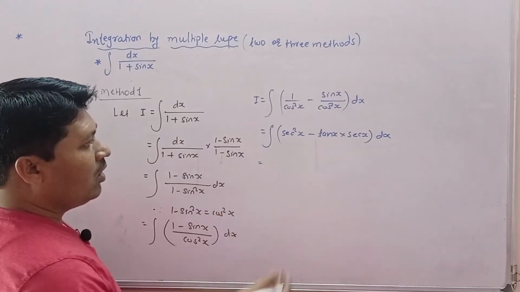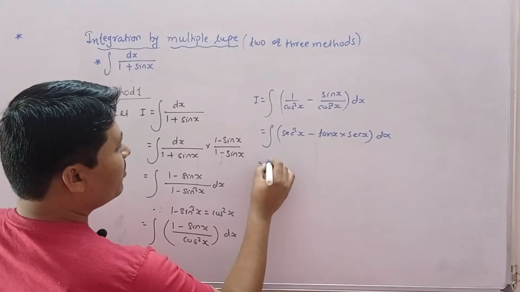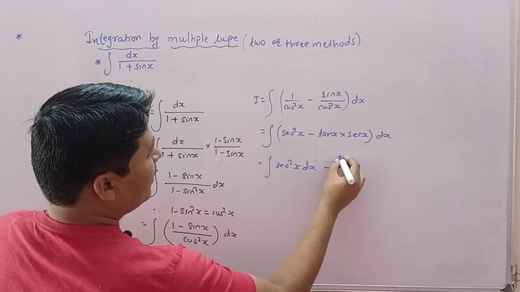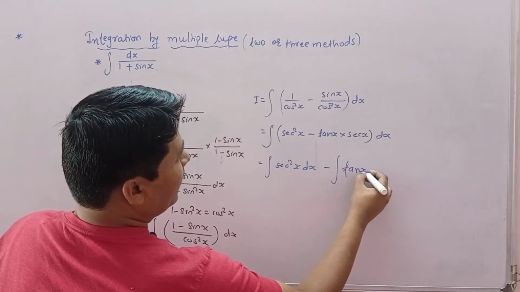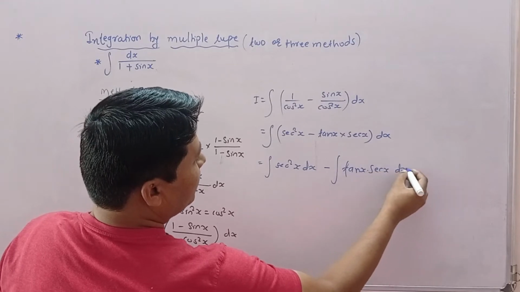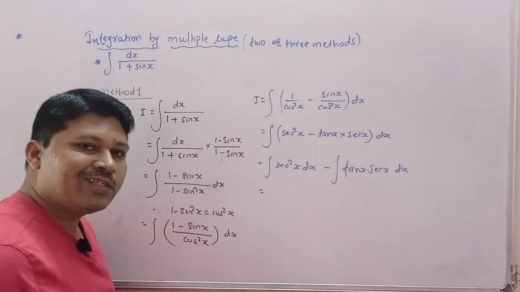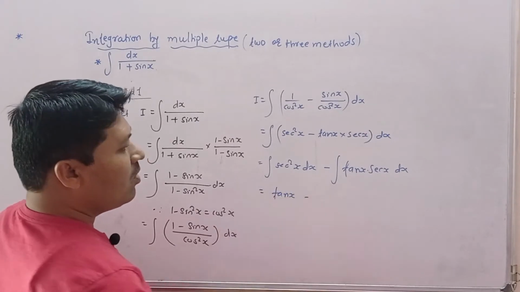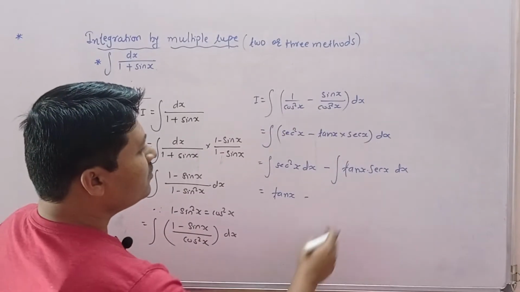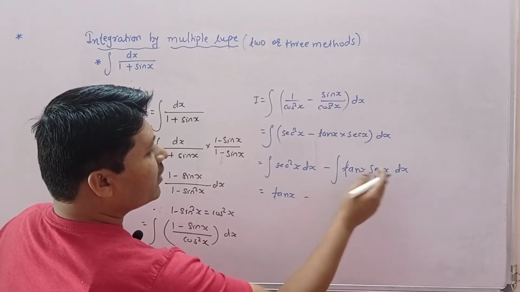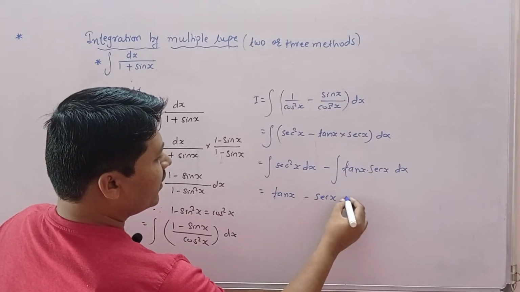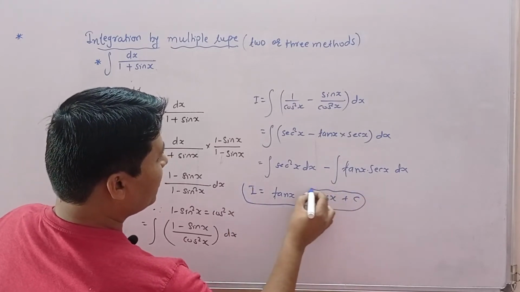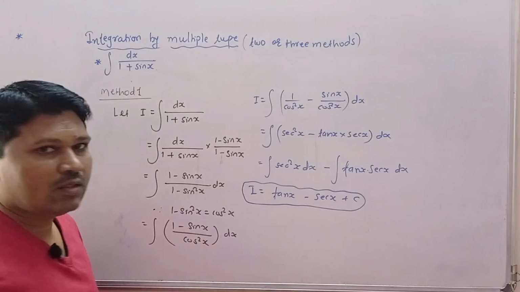Now we find the integration separately: integration of sec square x dx minus integration of tan x into sec x dx. The integration of sec square x is equal to tan x, minus the integration of tan x into sec x, which is equal to sec x, plus c. This is the solution for method 1.